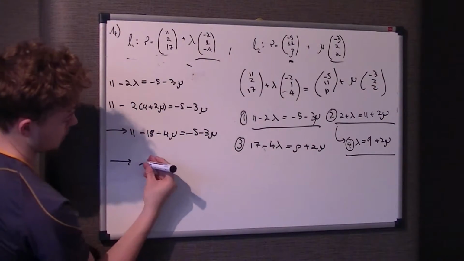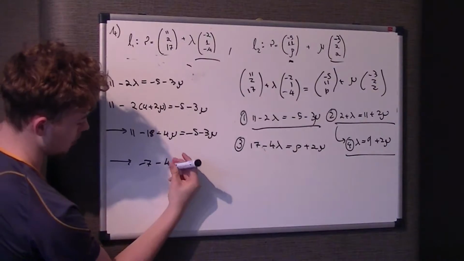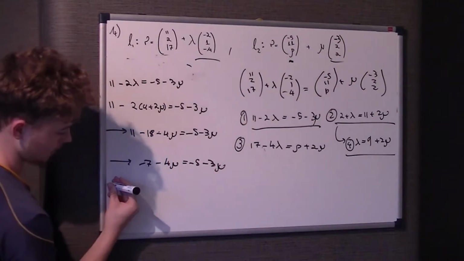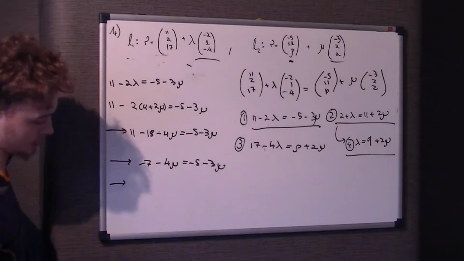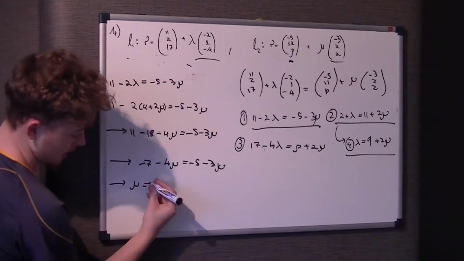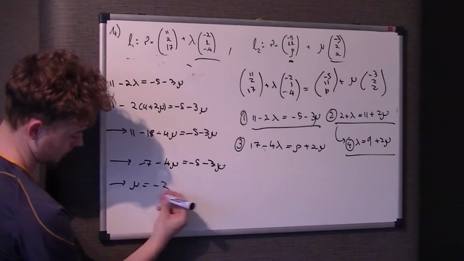Obviously that gets us minus 7 take 4 mu is equal to minus 5 take 3 mu. So rearrange, add the 5 to both sides, and add the 4 mu to both sides, which obviously gets us mu is equal to minus 2.